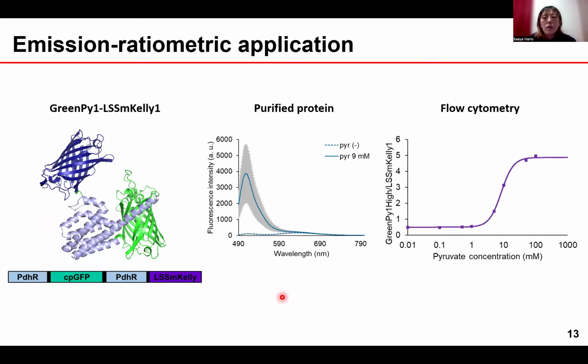The emission spectra were obtained with purified protein, showing pyruvate-dependent fluorescence intensity change around 500 nanometers while emission around 650 nanometers remained constant. Although the fluorescence intensity of LSSmKelly is much smaller than that of Green Pi 1, in the flow cytometry experiment I managed to obtain the pyruvate titration graph based on the ratio of Green Pi 1 highest to LSSmKelly1. By applying an LSS FP, we can turn the intensiometric biosensors into biosensors with large ratiometric change with single excitation, leveraging their high performance.